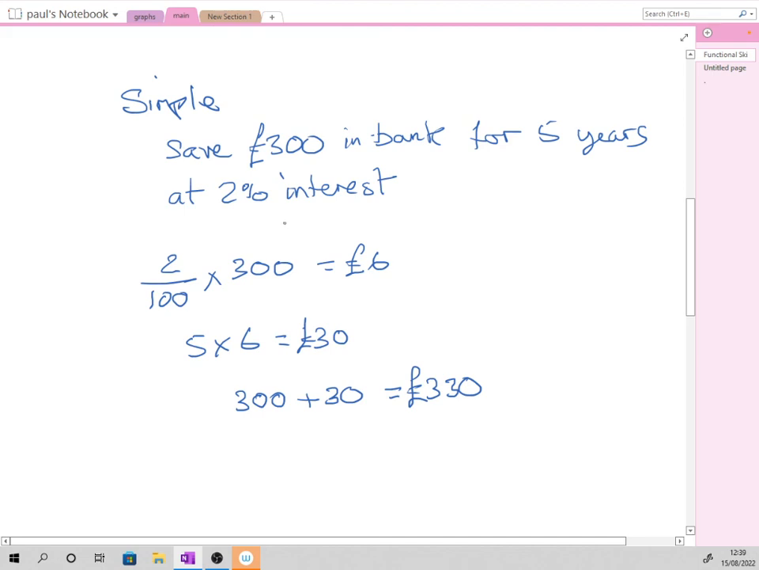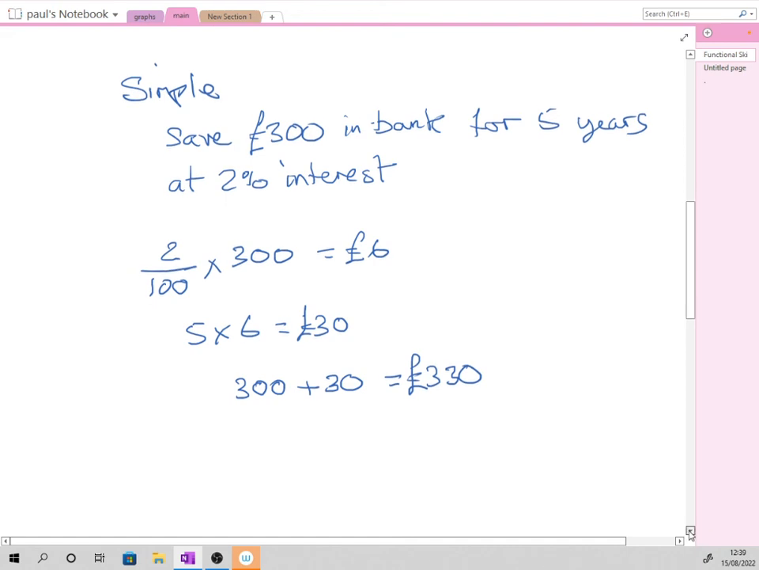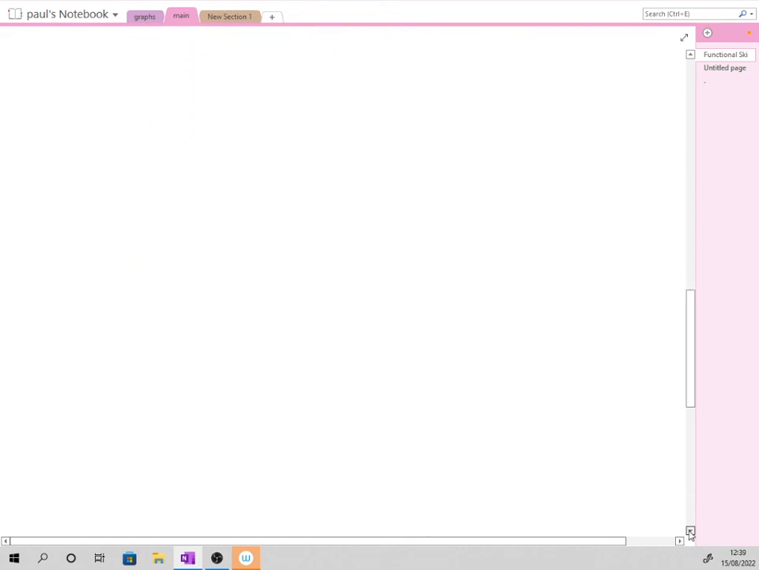It doesn't come up very often, simple interest, but just in case, better to know and not use it than not know and have to use it. There you go, that's a phrase for today.